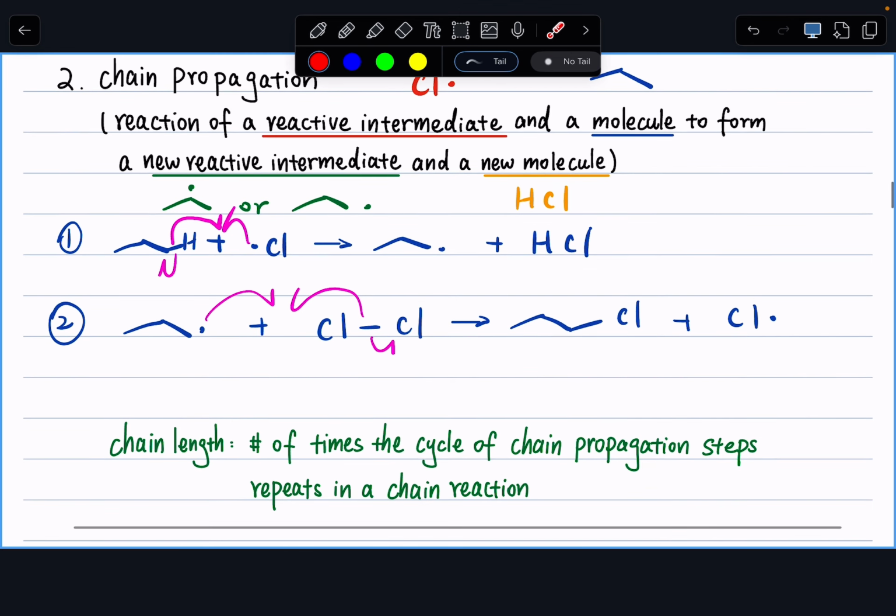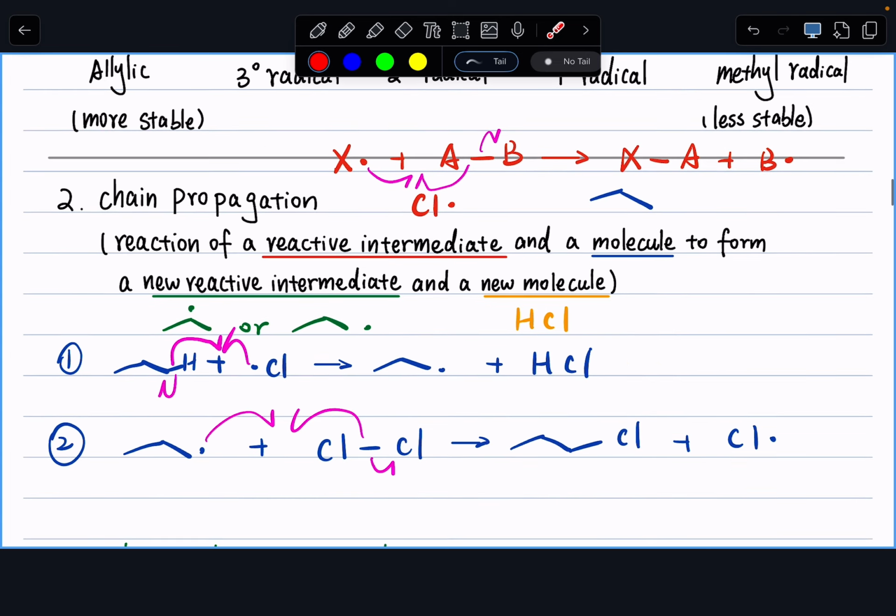And in organic chemistry, typically when we're saying chain length, we're saying the number of times the cycle of the chain propagation steps repeats in a chain reaction. Just a little bit of definition.